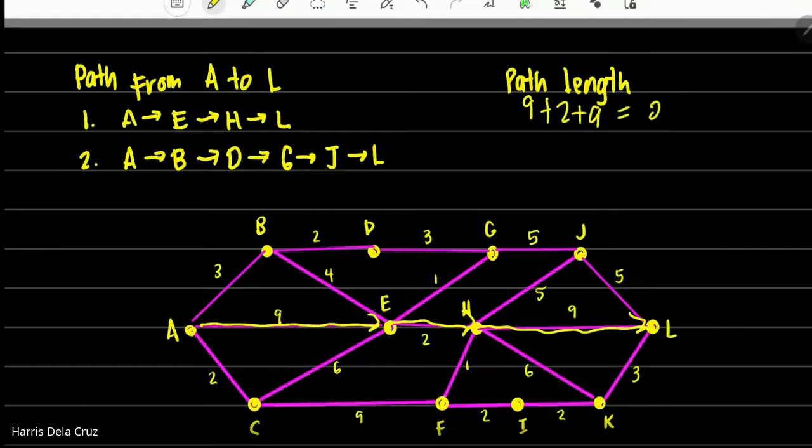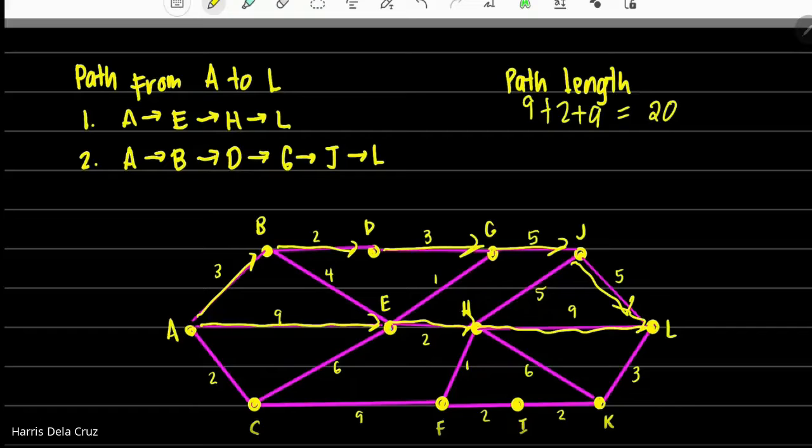So, here you can see that a path traversing from A to E, then to H, and then to L gives you a path length of 20. On the other hand, you can also take the path A to B, right? Then B to D, and then D to G, and then G to J, and then J to L.